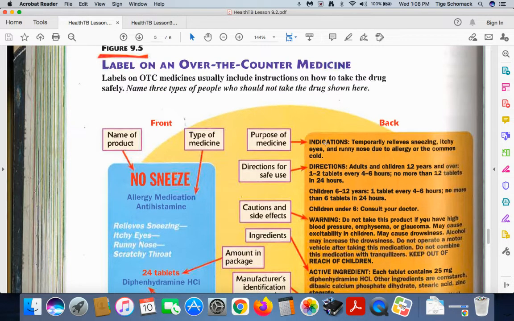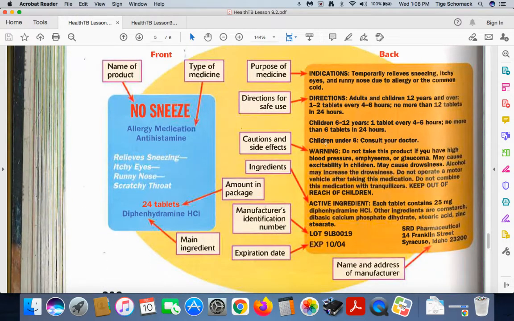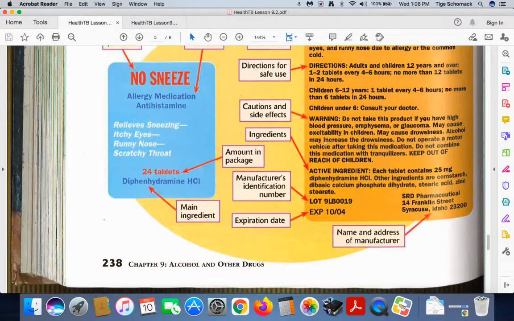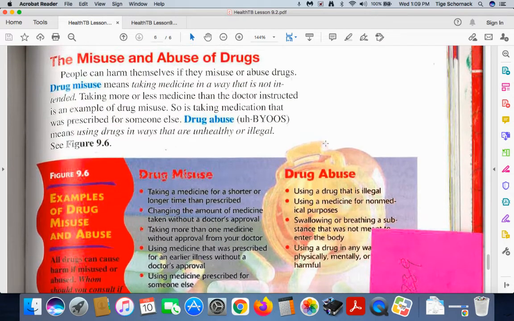Label on over-the-counter medicine. Again, it shows the name of the product, the type of medicine, the main ingredient, the purpose of the medication, the directions for use, cautions and side effects, ingredients, amounts in package, manufacturer identification number, expiration date, and name and address of the manufacturer. The misuse and abuse of drugs.